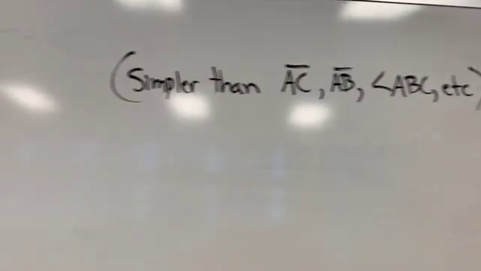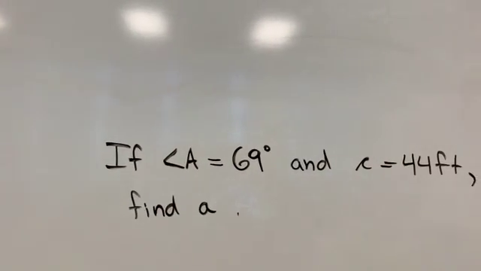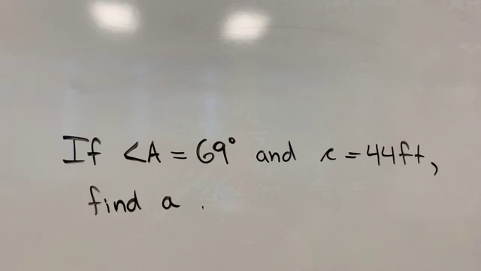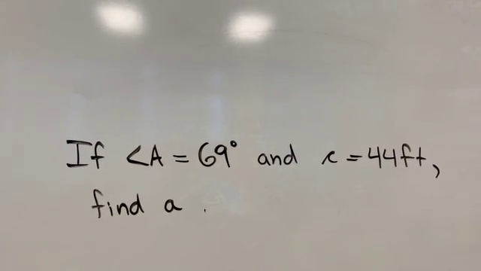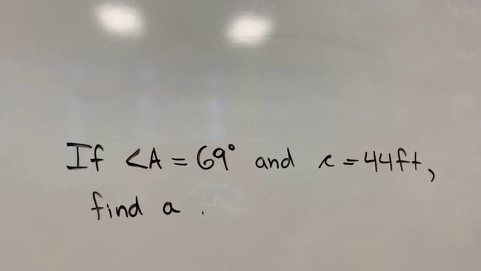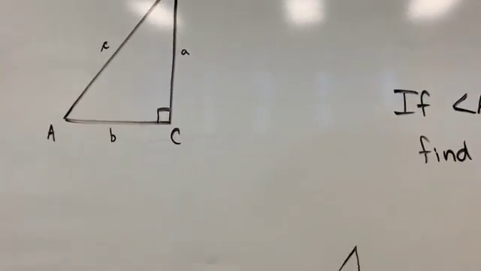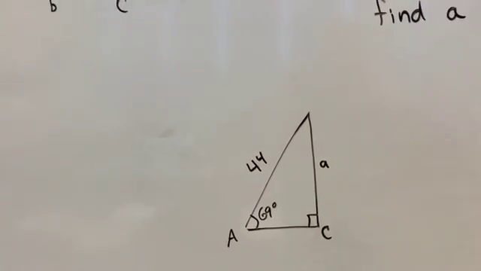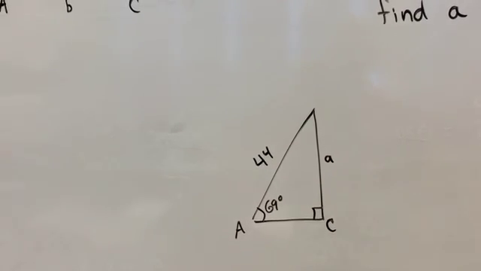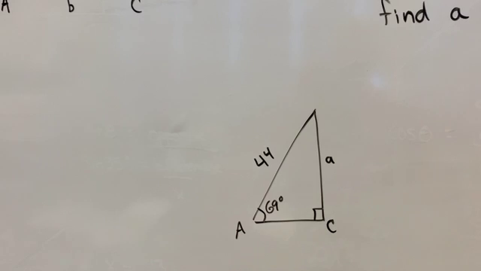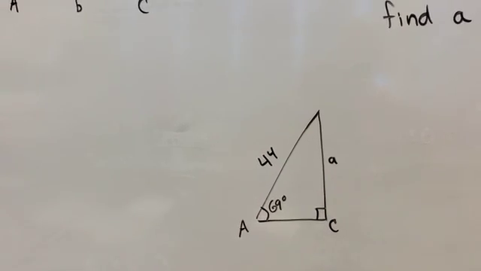In this case, we're just going to call angles by a single capital letter, and we're going to call sides a single lowercase letter. So in this case, we're given angle A is 69 degrees and side c is 44 feet, and we're asked to find side a. I'll go back to this drawing, but maybe fill in the info as it's given. I don't care about B, so I didn't bother even labeling B. I put angle A is 69 degrees, side a is the unknown I'm hoping for, and side c is 44.